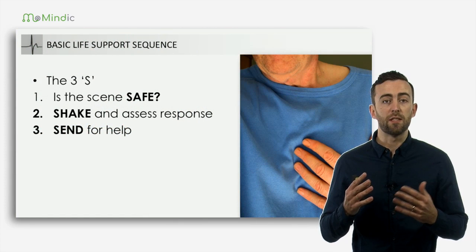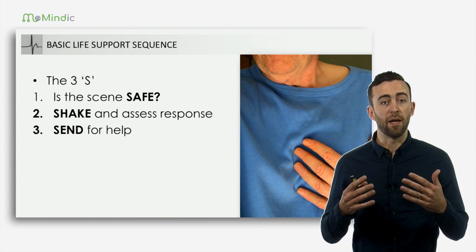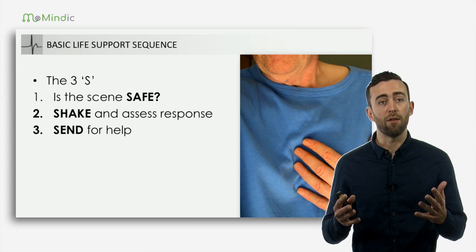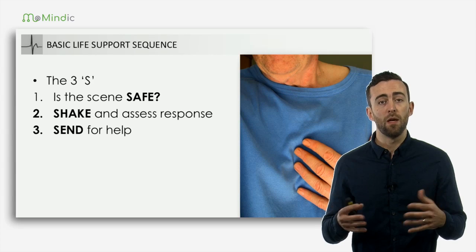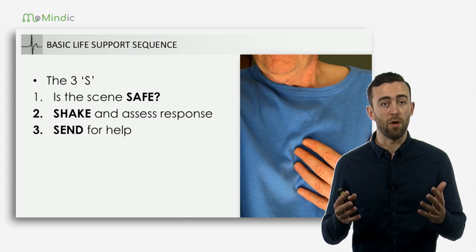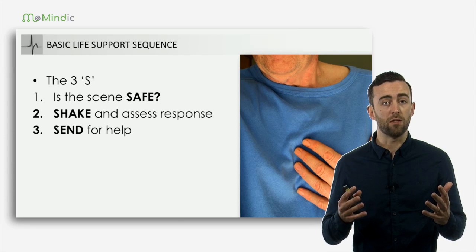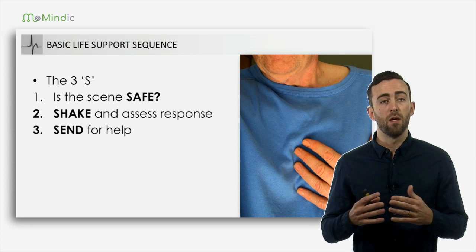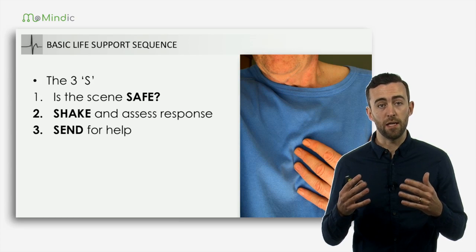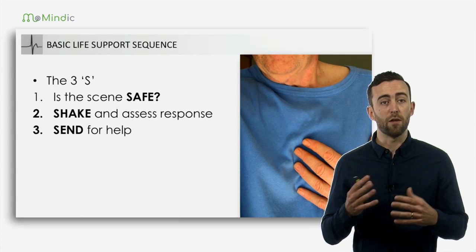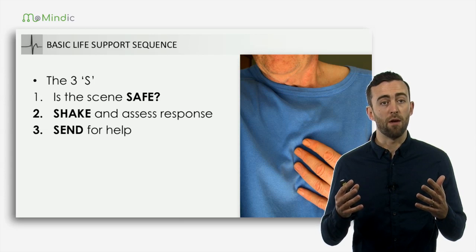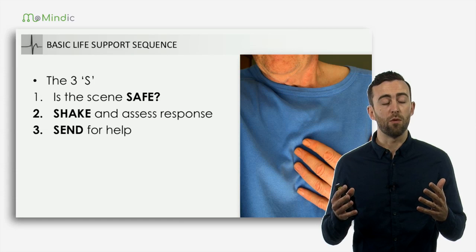So the first things to consider when we're approaching a victim encountered in any scenario, I always think of the 3 S's. So we have to think about scene safety. Is the scene safe for the victim or the rescuers or any subsequent rescuers, as we do not want to deal with any further injuries to staff. We approach the patient, shake them gently on the shoulder and assess for any sort of response. And depending on the situation, we may need to send for help immediately or send for help after a further time of evaluation.